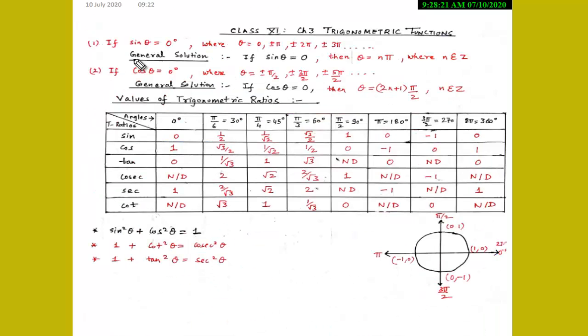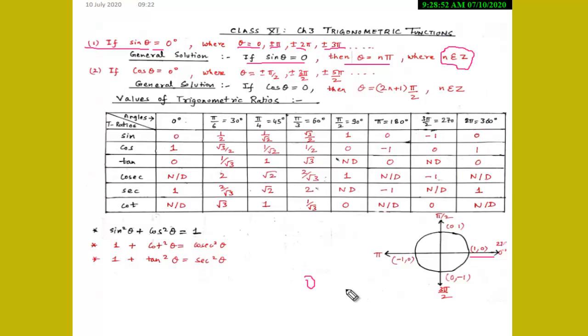Now, students, if sin theta is equal to 0, we know that sin is 0 on the x-axis, where theta is equal to 0, plus minus pi, plus minus 2 pi, plus minus 3 pi. At all these points, sine is always 0. So students, the general solution when sin theta is equal to 0 is theta is equal to n pi, where n belongs to integers.